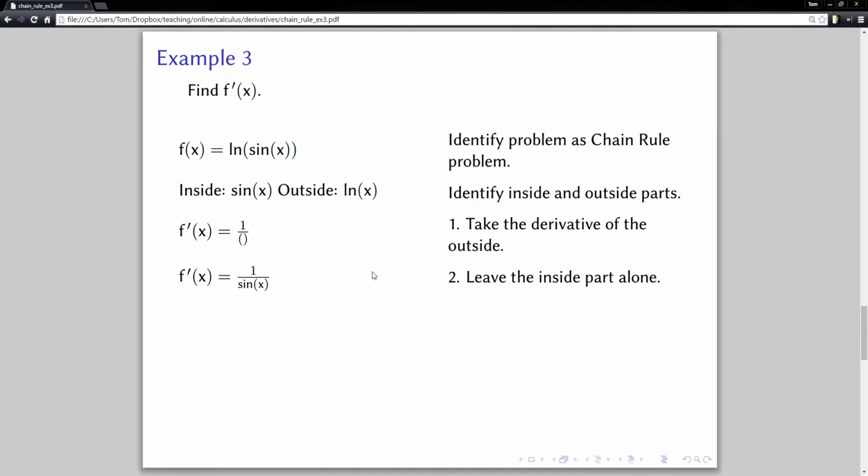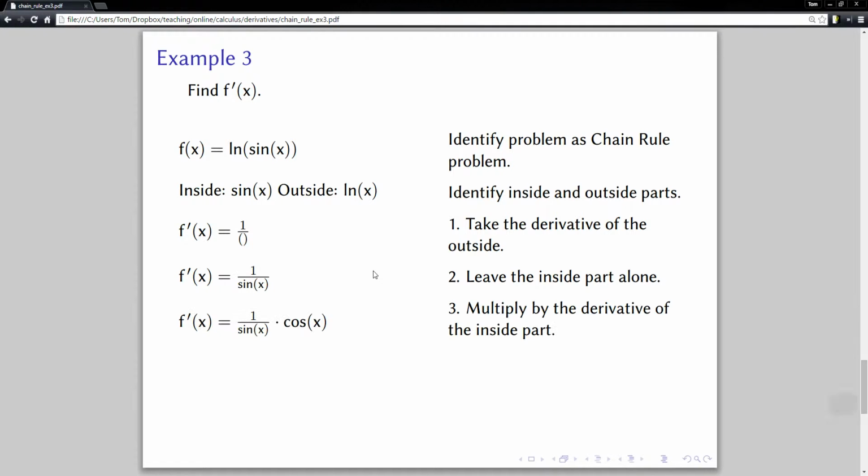The next step of the chain rule is to multiply by the derivative of the inside part. So the inside part was sine x, its derivative would be cosine x. So just multiply everything that came before by cosine of x. And that's it for taking the derivative. Of course, that can be simplified to cosine over sine, and that is also cotangent. So the final answer on this one would be f prime of x equals cotangent of x.